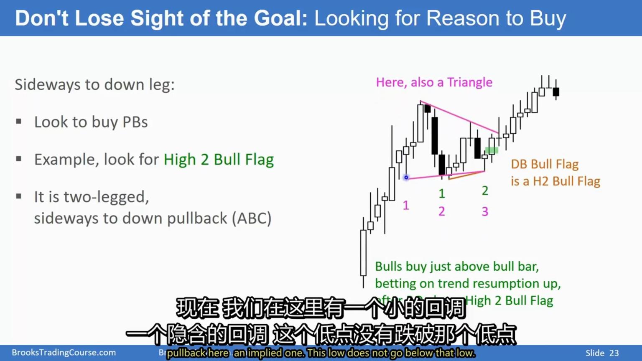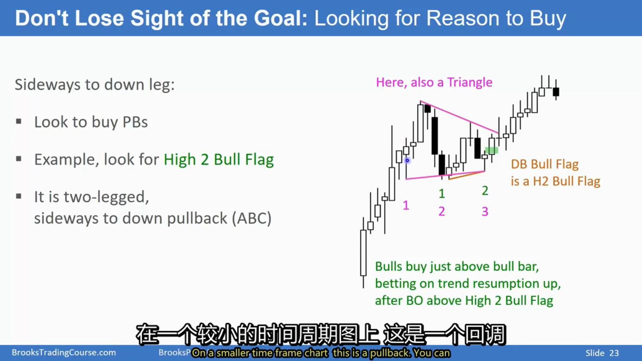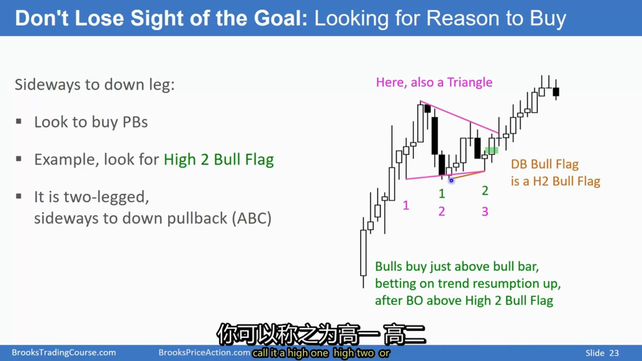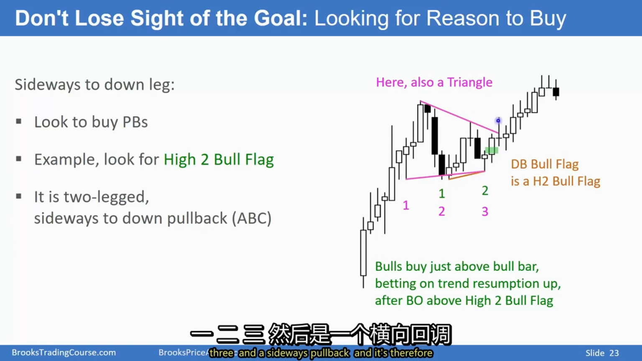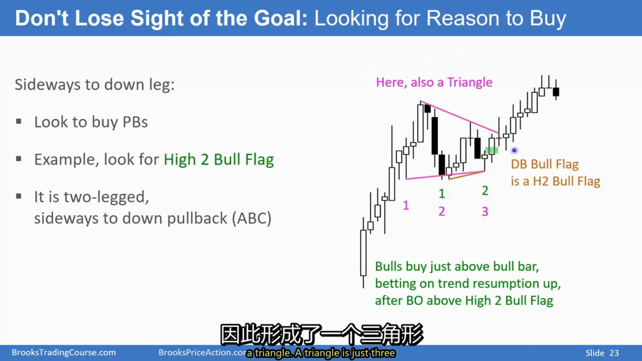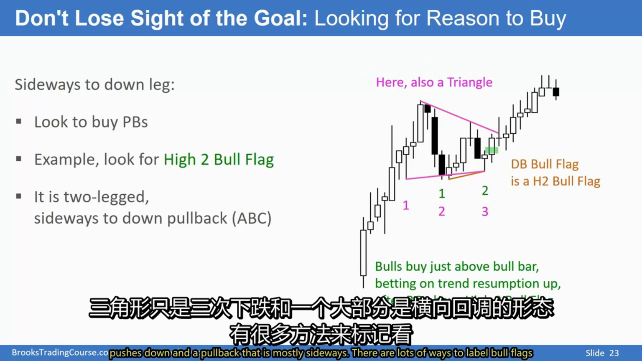Now, we got a little pullback here, an implied one. This low does not go below that low. So on a smaller time frame chart, this is a pullback. And you could call it a high 1, high 2, or you could say 3 pushes down, 1, 2, 3, and a sideways pullback. And it's therefore a triangle. A triangle is just 3 pushes down and a pullback that is mostly sideways.